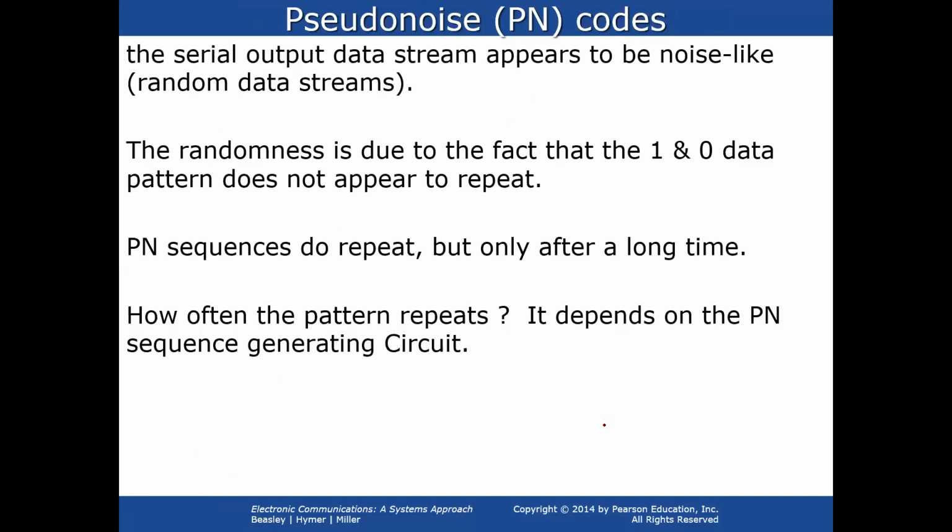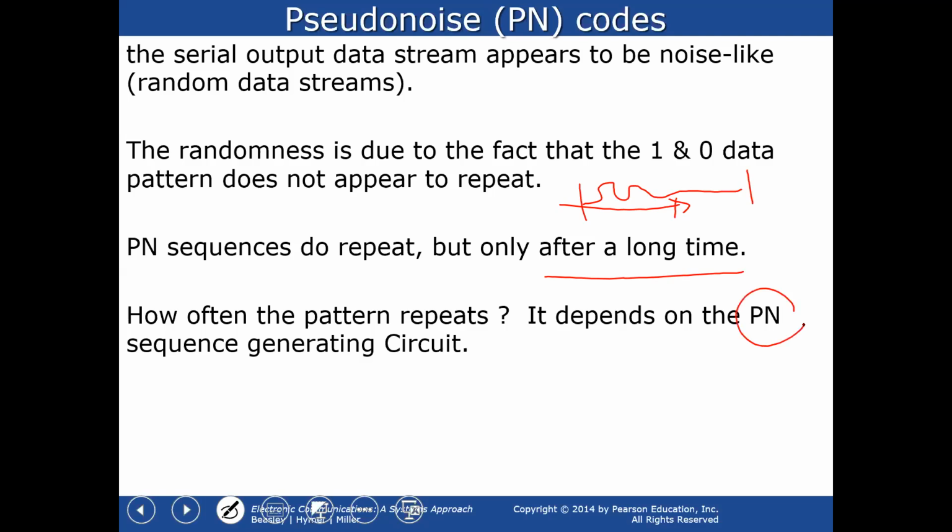So the randomness of the signal will be due to the fact that the 1 and 0 pattern does not appear to look like it's repeating. So I'm going to have a random output of 1s and 0s, okay? That will look to me like it's not repeating. So I cannot say that it is periodic, but actually it is repeating, after a very long time. That time really depends on your pseudo noise sequence generating circuit.